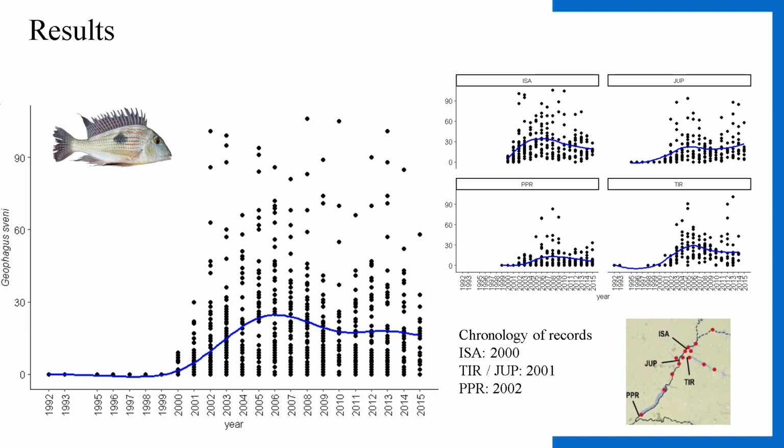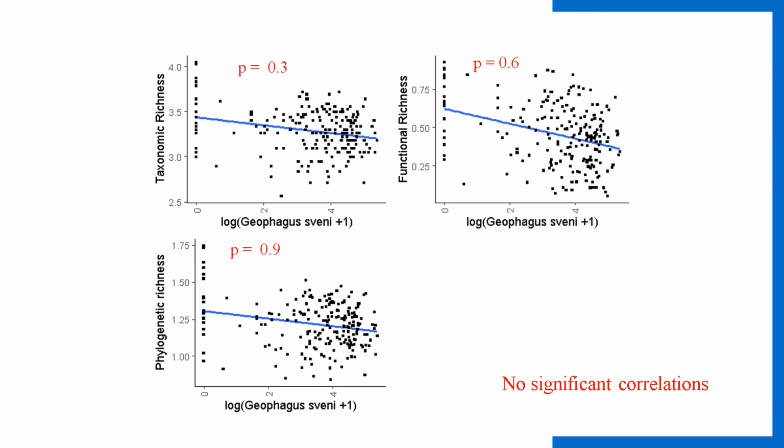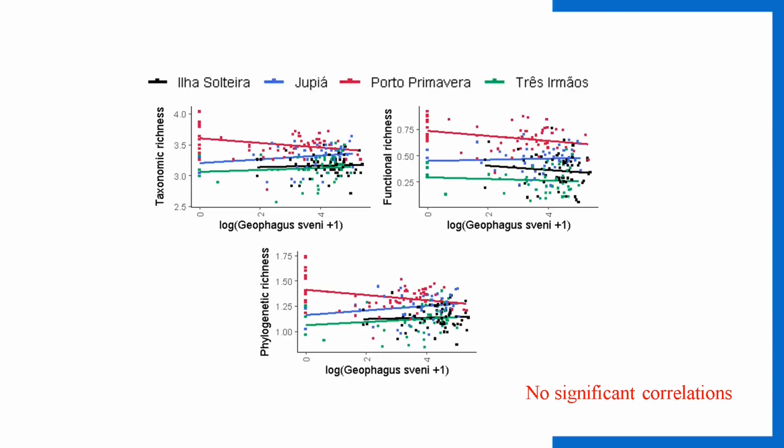Chronologically, we have the first records in Ilha Solteira Reservoir, and after the Tietê and Jupiá Reservoir in 2001, and Porto Primavera Reservoir in the next year. And in all reservoirs, we saw a boom of the increase of the abundance, and later we saw a more stable population. However, we didn't find negative correlations between the invader abundance and the indices of the fish fauna structure, and the same pattern we found for each reservoir.